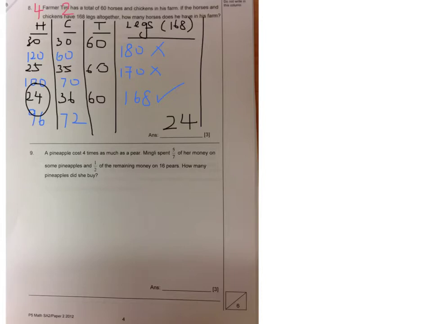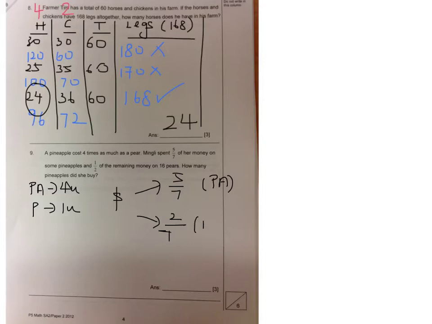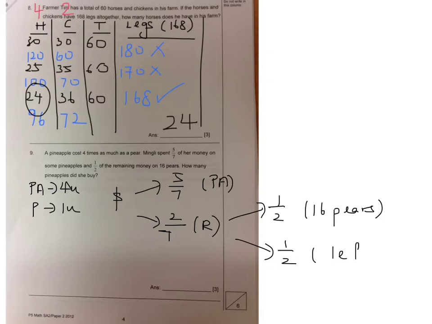A pineapple costs 4 times as much as a pear. So pineapple would be 4 units, while 1 pear would be 1 unit. Mingli spent 5 over 7. So she has some money. She spent 5 over 7 on pineapples, which means she will be left with 2 over 7 as a remainder. And half of the remaining money was spent on 16 pears. And now I have 5 left. Half is left. How many pineapples did she buy?